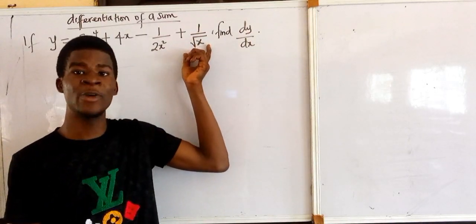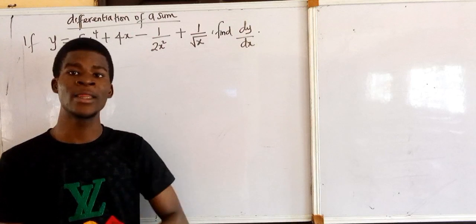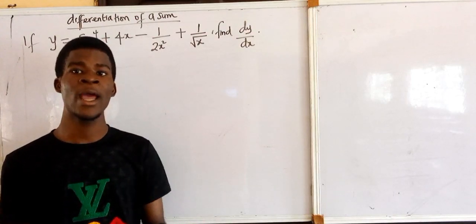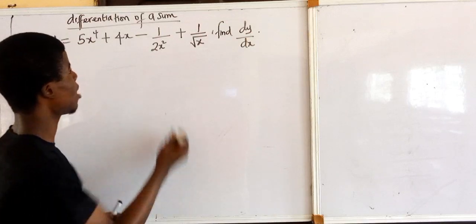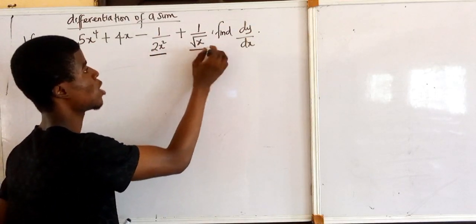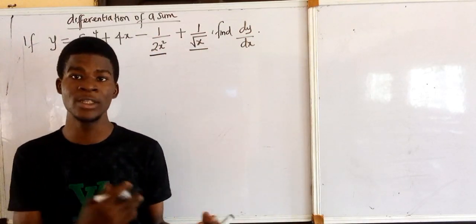But before I differentiate, there are some terms here whose derivative cannot easily be gotten based on the way the terms are written. So I will have to write them in a simpler form so that I can easily differentiate. So this is what I will do. The terms I'm talking about are 1 over 2x squared and 1 over root x. So I'm going to rewrite these two terms.